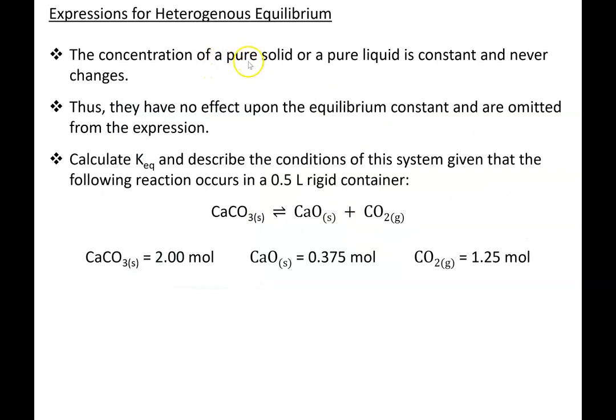Thus, the concentrations of pure solids and pure liquids, because they remain constant, because they don't change, have no effect upon the equilibrium constant, or rather, they are already factored into the equilibrium constant, and we can just omit them, we can just ignore them in our equilibrium expression.